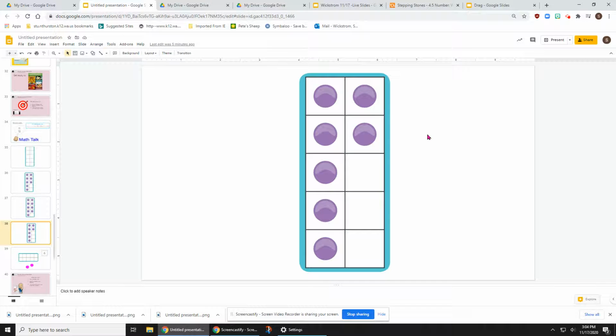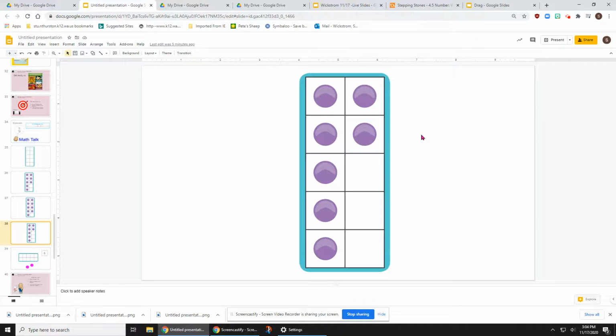Okay, we have 7. How many more do we need to make 10? That's right. There's 3 empty boxes. If we put 3 more, we would have the total of 10. So the number is 7.